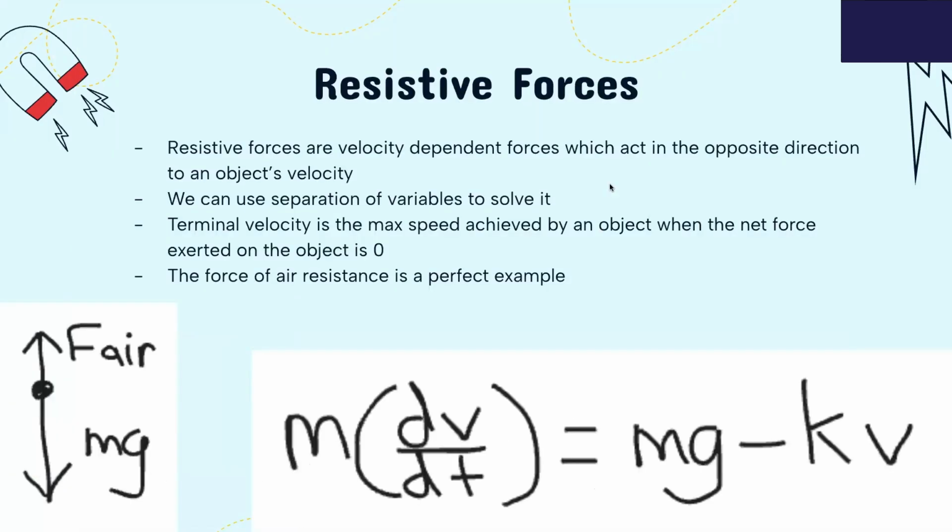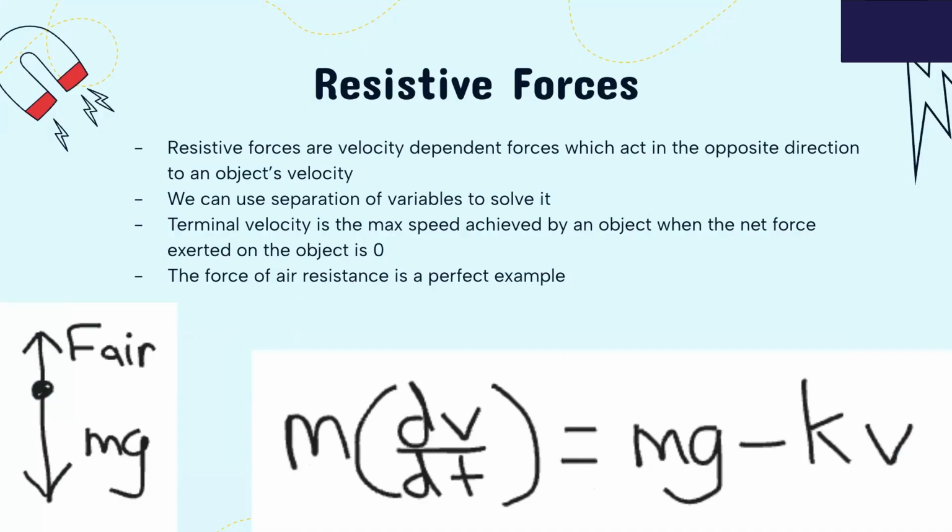Now on to resistive forces. This might be the most calculus-heavy part of the unit. Resistive forces are like air resistance, and they're velocity-dependent forces. They act in the opposite direction to an object's velocity. Often it's air resistance, sometimes you might have to do it with friction too. And we use separation of variables and integration to solve it.